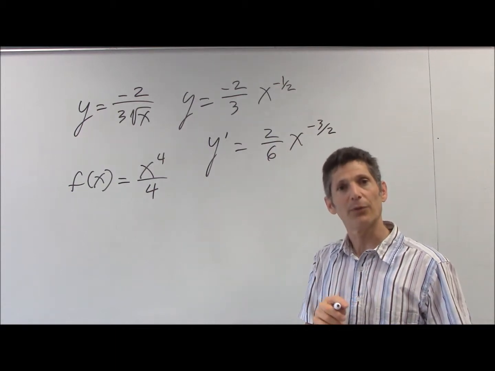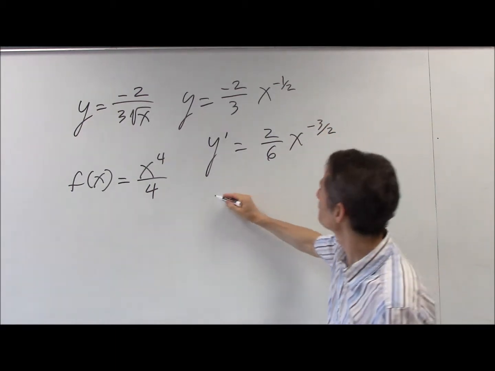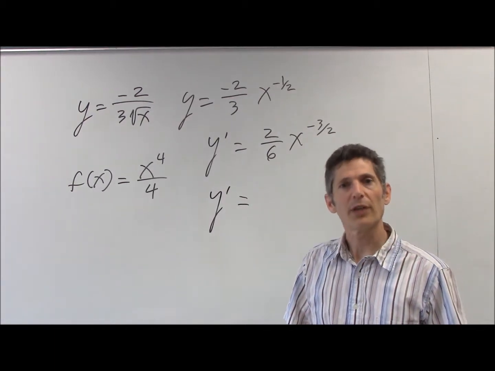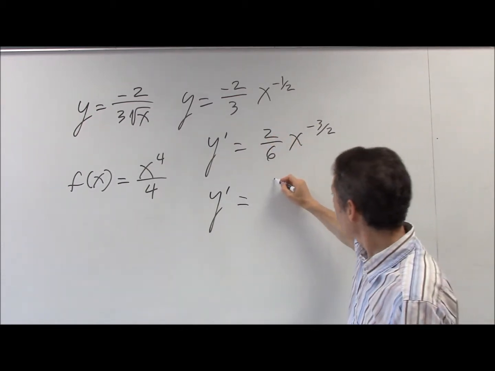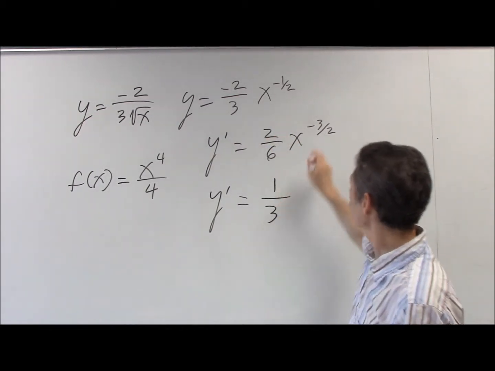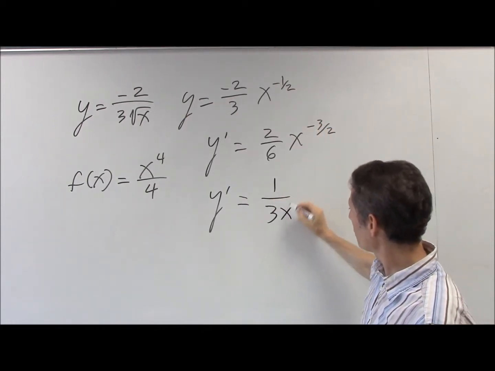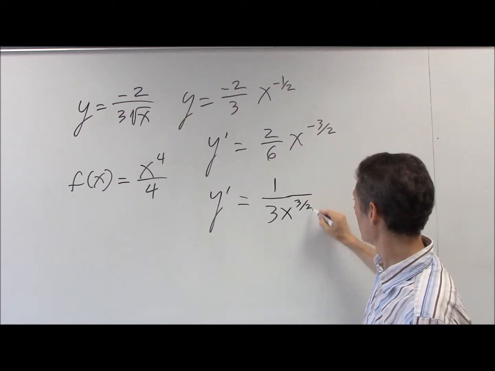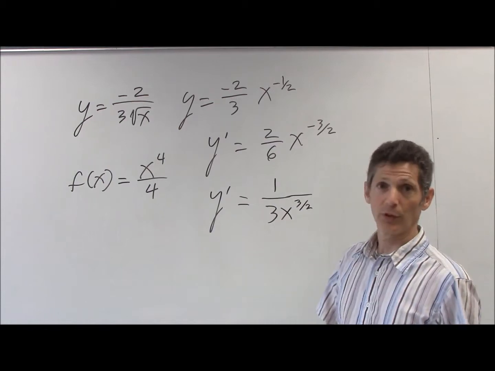Now I can simplify this a little bit, and I'm going to move this negative exponent back downstairs, because you want the derivative written with positive exponents. This, of course, is 1/3. I'm going to move this back downstairs, down there with the 3, and it is x to the positive 3/2. And that is my derivative. Way easier than using the quotient rule.